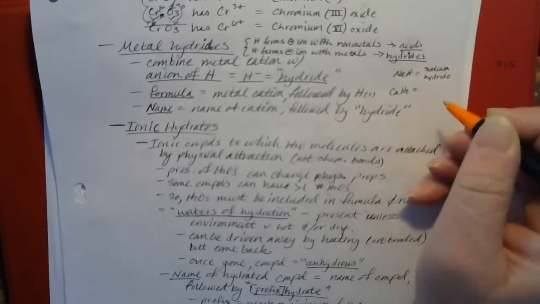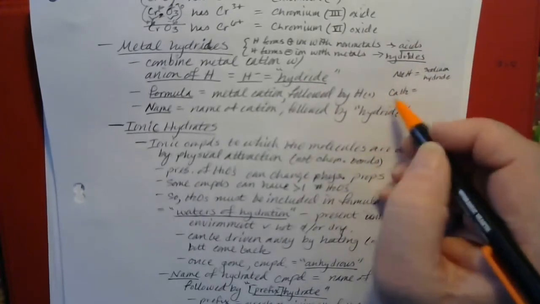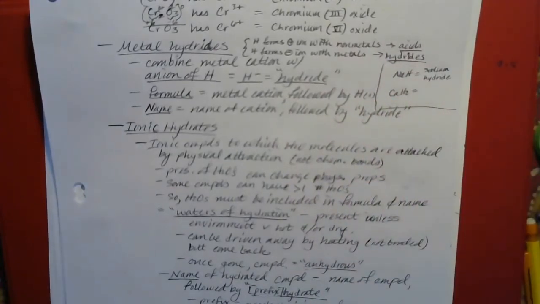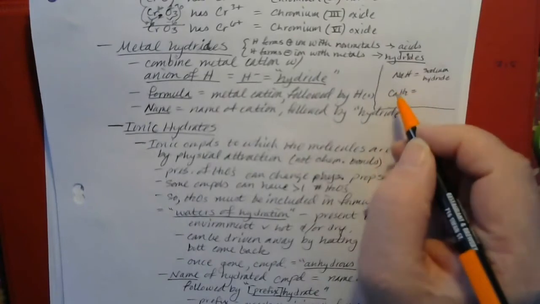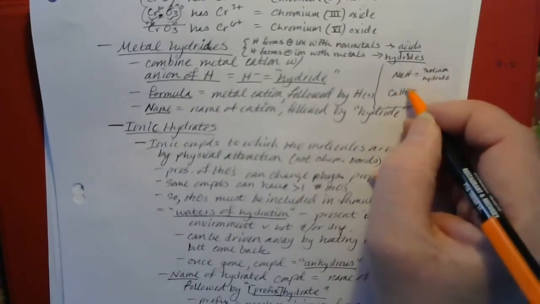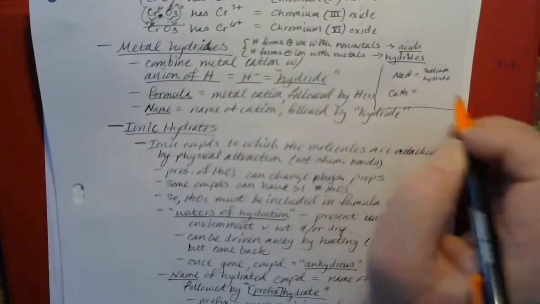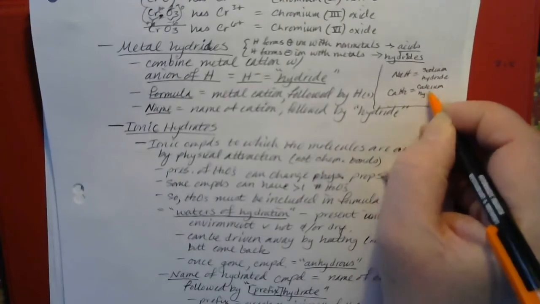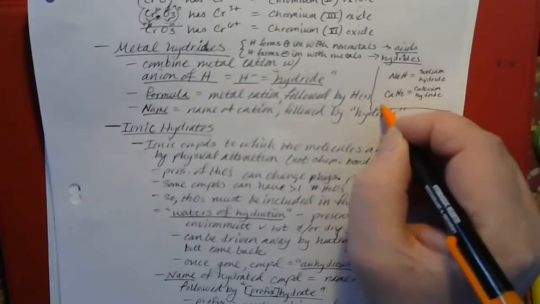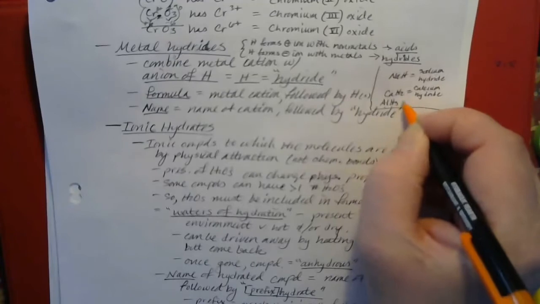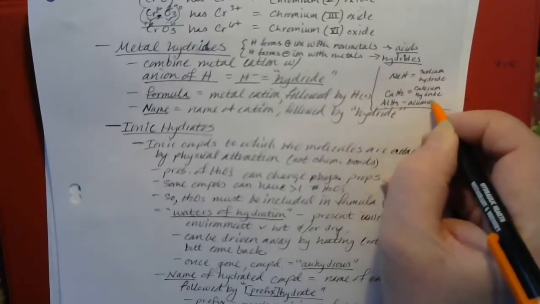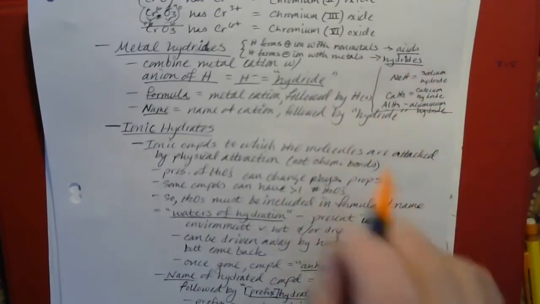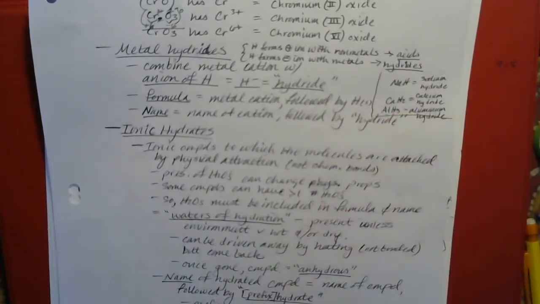CaH2, and the charge on the hydrogen is -1. So if you're going to combine it with calcium, it would take 2 of the -1s to counteract the +2 charge on the calcium, because calcium is in group 2A of the periodic table. And AlH3 would be aluminum hydride.